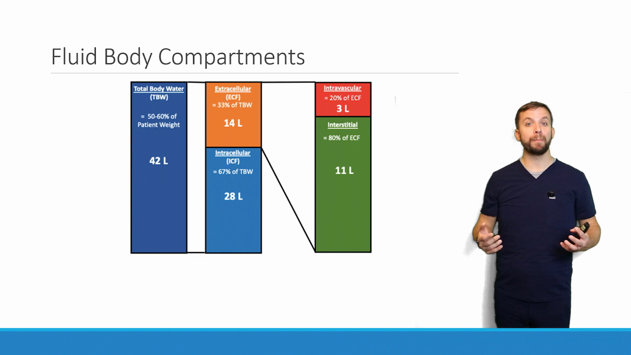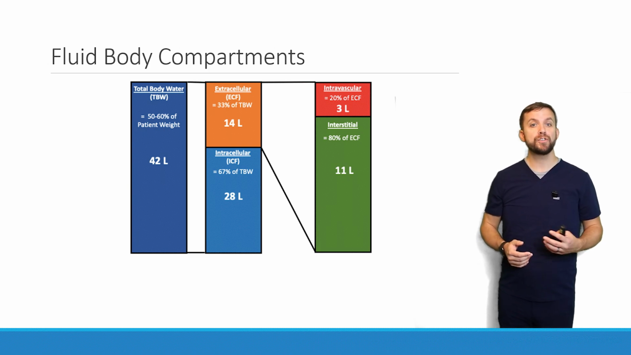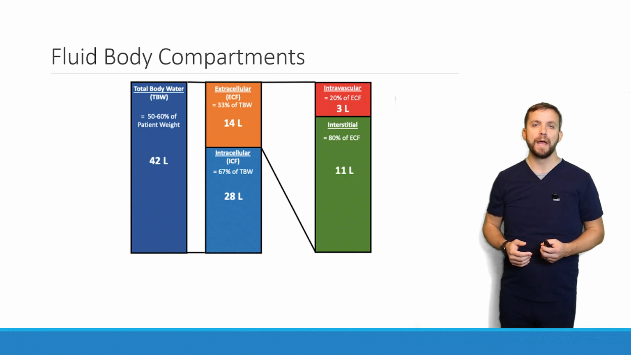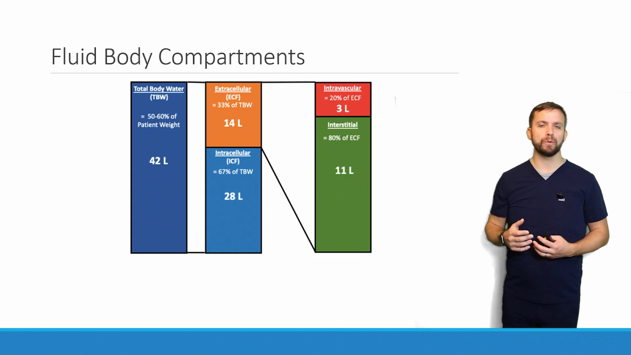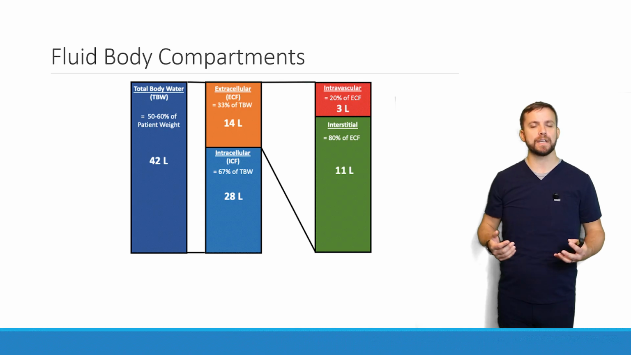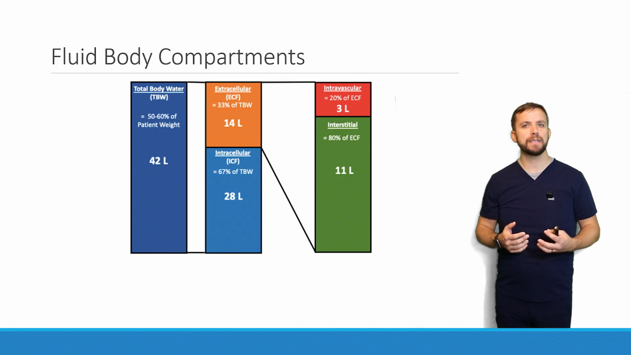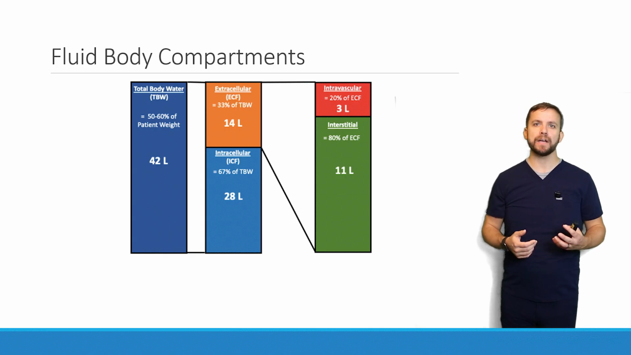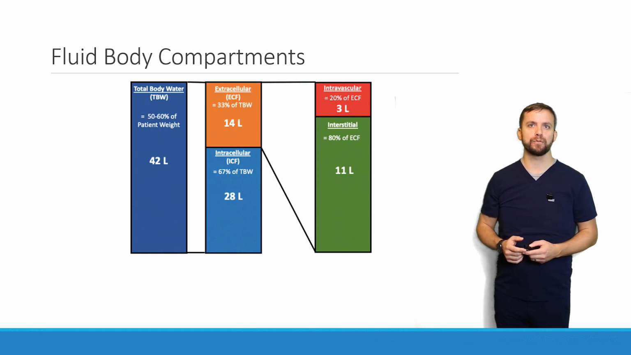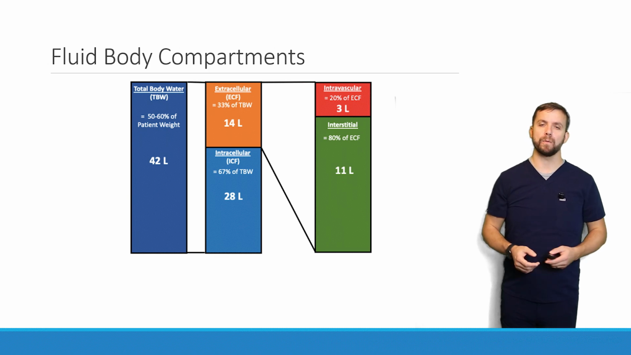So we have our total body water, and then it's broken down into extracellular and intracellular. 2/3 of our total body water is intracellular, leaving 1/3 extracellular. And that's mainly what we're dealing with when we're talking about resuscitative fluids and giving fluids to patients, is dealing with the extracellular fluid. That extracellular is broken down again into about 80% interstitial, leaving about 20% intravascular of that extracellular fluid. So you're really not talking about a lot of fluid compared to total body water.